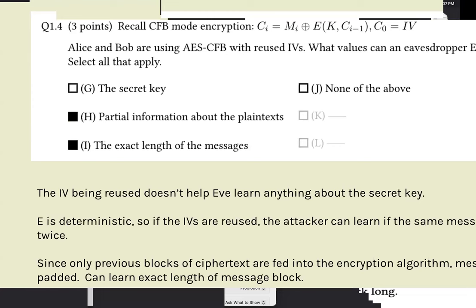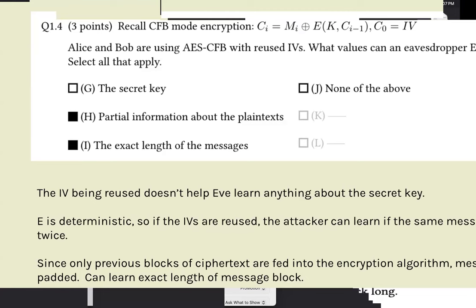So like it says here, since the encrypt algorithm is only fed the left. I think I can explain it better this way. Let's say you had two blocks: a block C0, which is just the IV, and a block C1. And let's say your message was smaller than the block size. What would you do? You would first encrypt the IV. So to compute C1, you would encrypt the IV, take that result, and XOR it with your message.